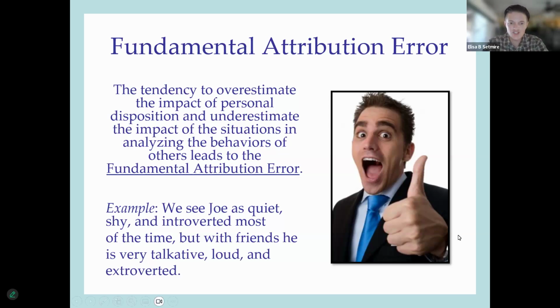So for example, we see Joe is quiet, shy, and introverted most of the time, but with friends, he's very talkative, loud, and extroverted. And so we're going to overestimate the impact of disposition and underestimate the impact of the situation. The situation tends to have some really strong influences, which is one of the big tenets of social psychology. And so we tend to commit this error a good amount of the time.